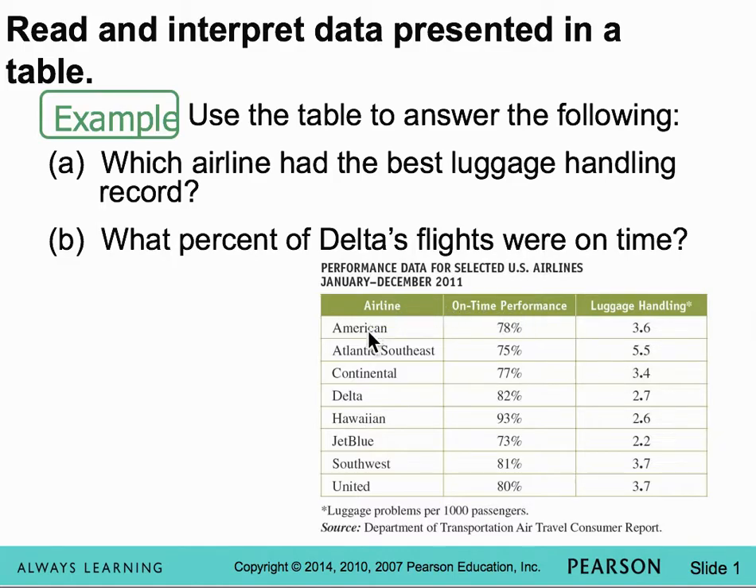we've got a table here. So it says use the table to answer the following. Which airline had the best luggage handling time? Oh, best luggage handling record. All right, so here's luggage handling. So 3 points, that's high, 5.5. Let me see if there's anyone, nope. So Atlantic. Right?